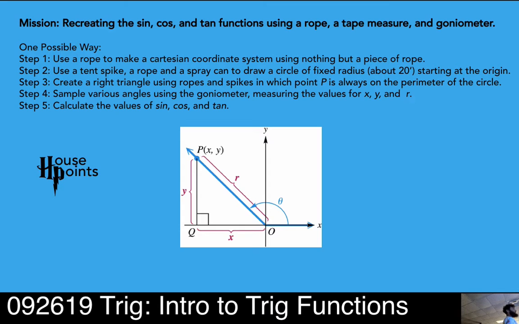Using a tent spike, a rope, and a spray can, you could draw a circle of fixed radius starting at the origin, right? Just like a giant compass after you get your Cartesian coordinates. You could create a right triangle using ropes and spikes at various points P around that circle and measure the length of X and Y, right? And then measure the angle and write that angle and that ratio down in your book, and you will begin to build a table of sine and cosine.